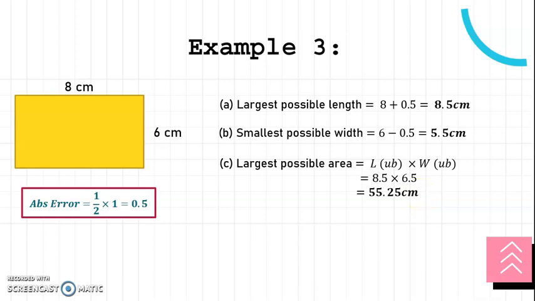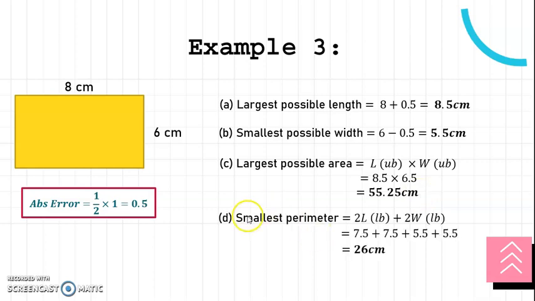Then you get this value, 55.25 centimeter square. It should be square. Okay, so the smallest perimeter means the lower bound of the perimeter of this rectangle. Perimeter means you have to add all of the lengths together. In this case it says smallest, meaning lower bound. So the lower bound of the 2 lengths plus the lower bound of the 2 widths, and then you'll get your answer, which is 26 centimeters. Okay, did anyone get the answer correct? If you have any question, do let me know.